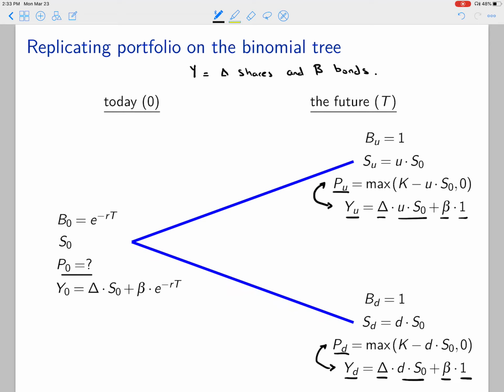Once we have this, we can price the portfolio using the law of one price. We know the price of the portfolio today. It's equal to Y0, and that will allow us to solve for the put price.